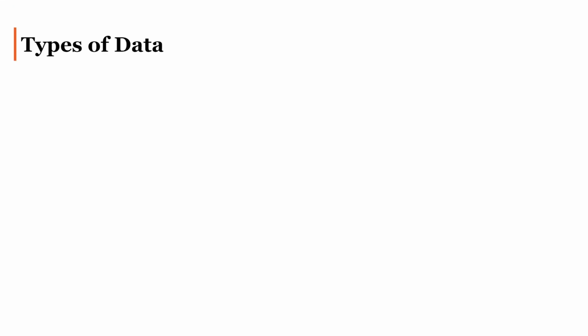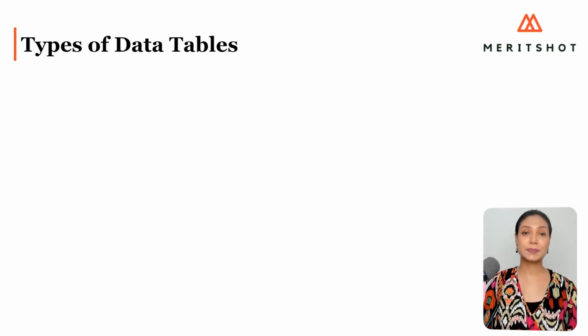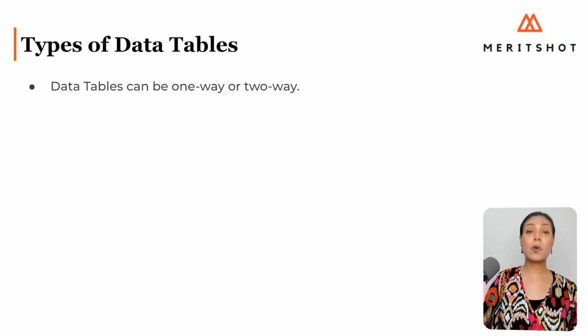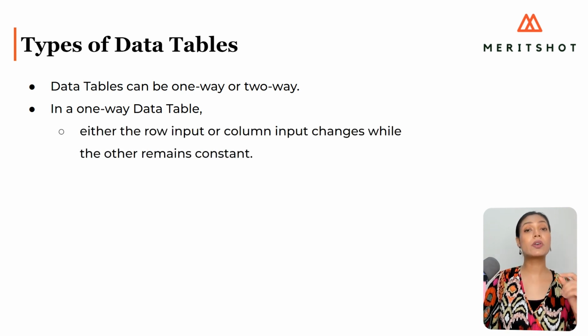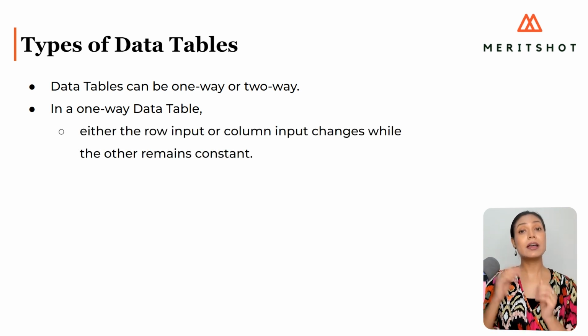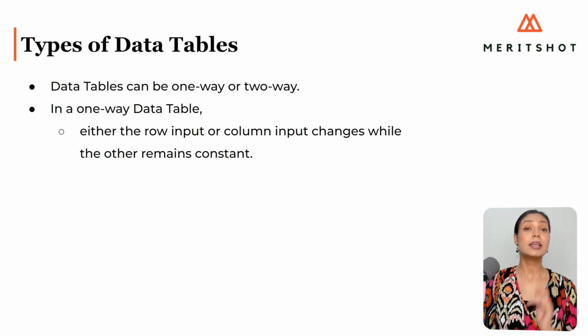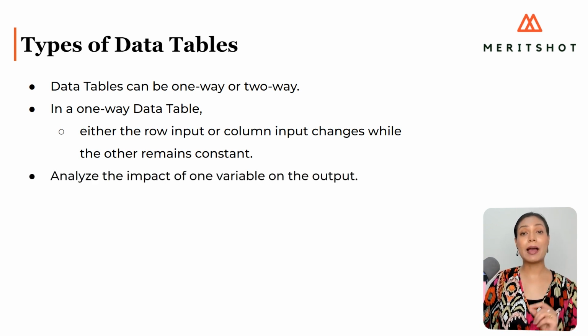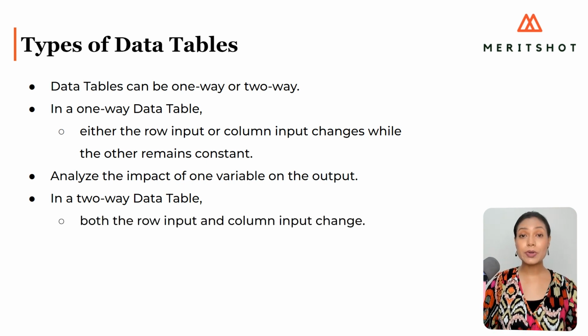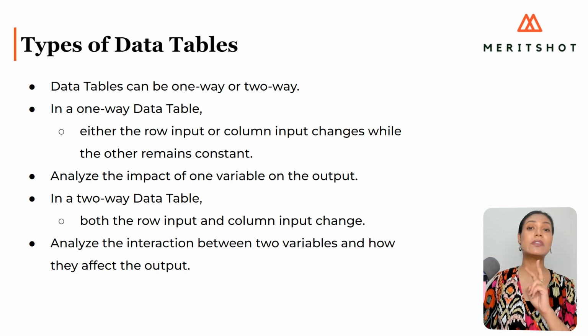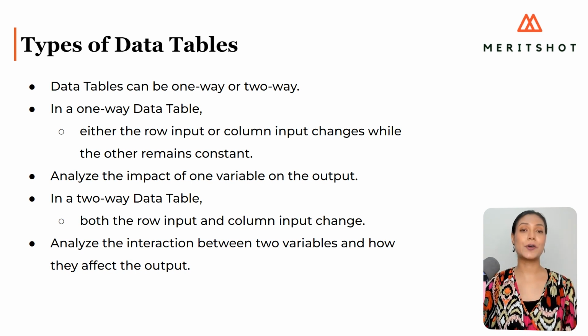Now, let us talk about the types of data tables that you can create. Data tables can be one-way or two-way. In a one-way data table, either the row input or column input changes, while the other remains constant. This allows you to analyze the impact of one variable on the output. On the other hand, in a two-way data table, both the row input and the column input change simultaneously. This enables you to analyze the interaction between two variables and how they affect the output.